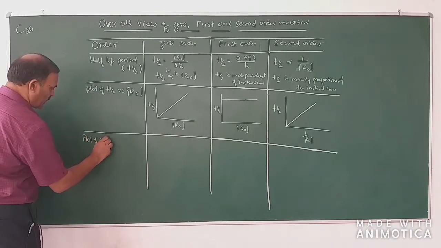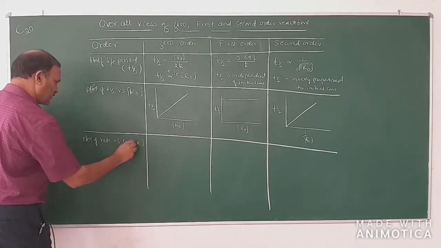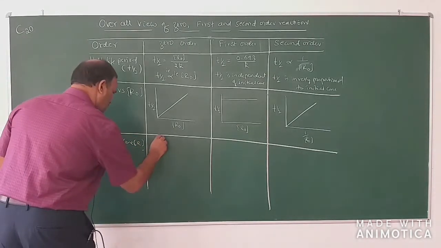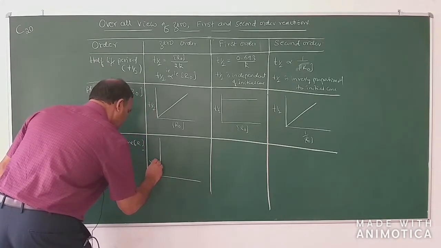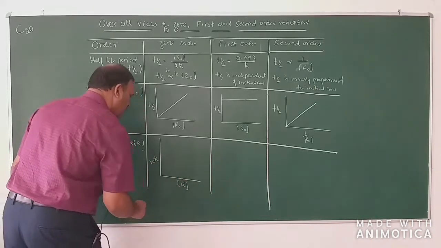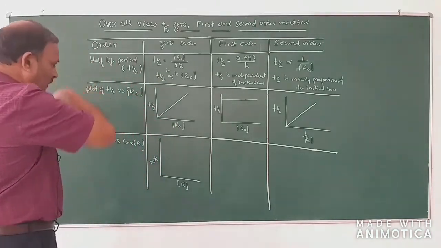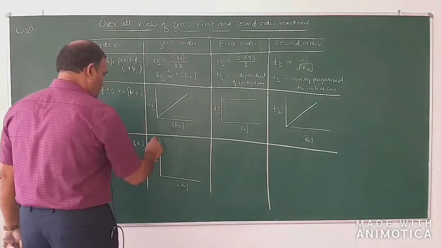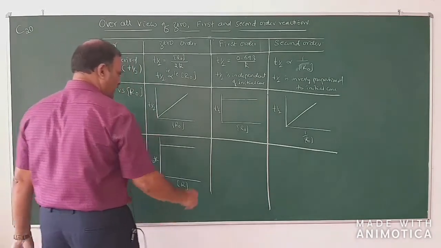plot of rate versus concentration R. Plot of rate versus concentration R. So for zero order reaction, this is rate versus concentration R. So rate for zero order reaction is independent of concentration of reactant. Therefore, you will get a line parallel to x-axis.